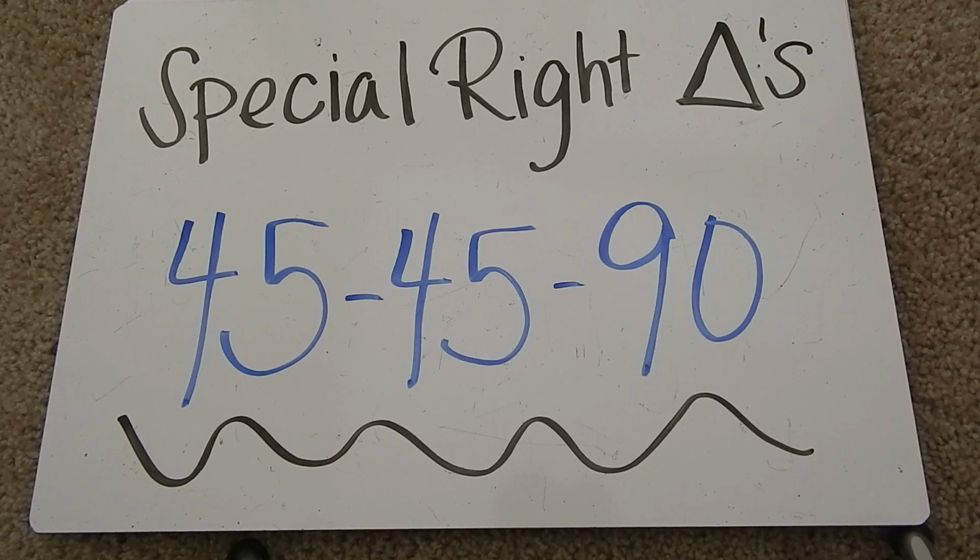Today's lesson is on special right triangles. There are two types of special right triangles. You have the 45, 45, 90 triangle. You also have the 30, 60, 90 triangle. Today we're going to talk about the 45, 45, 90 triangle.